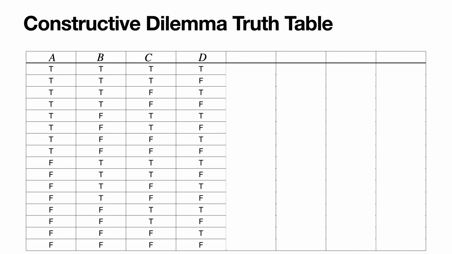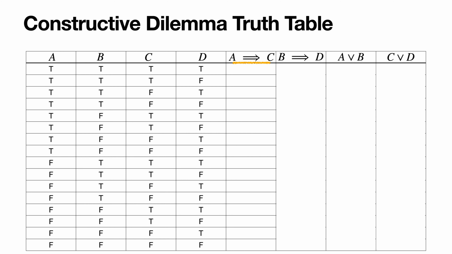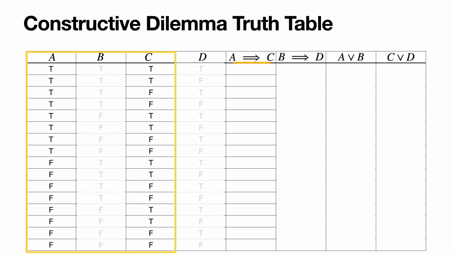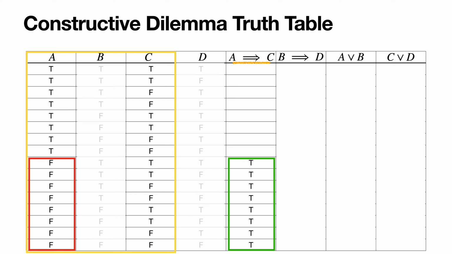And let's go ahead and look at all of our premises. We're going to have A implies C, B implies D, A or B, and C or D. So let's start with A implies C. We're going to look only at columns A and C. So I'm going to just blank out these other ones a little bit. And once again, we know A implies C is true whenever the antecedent, meaning A, is false. So we're just going to go ahead and fill that in as true.